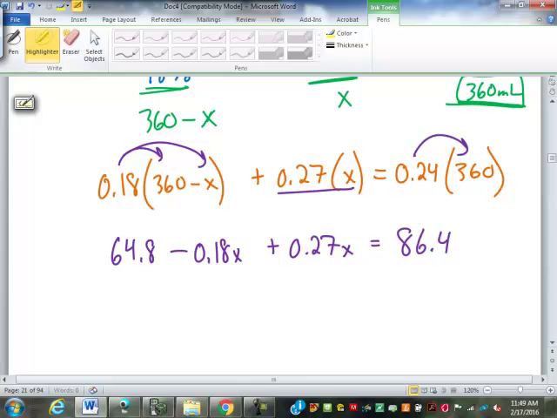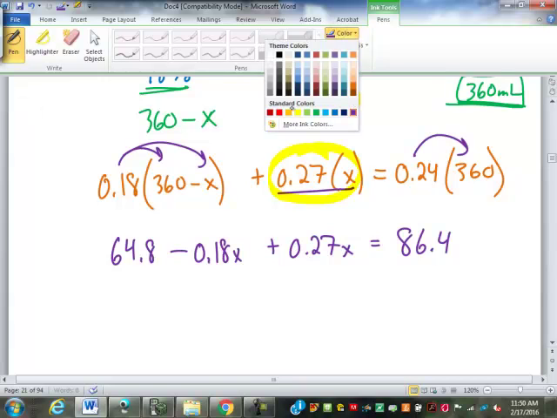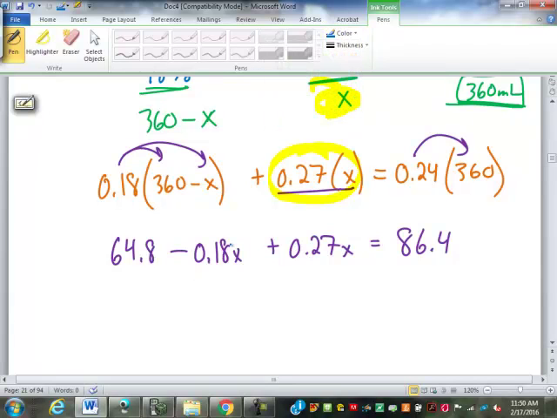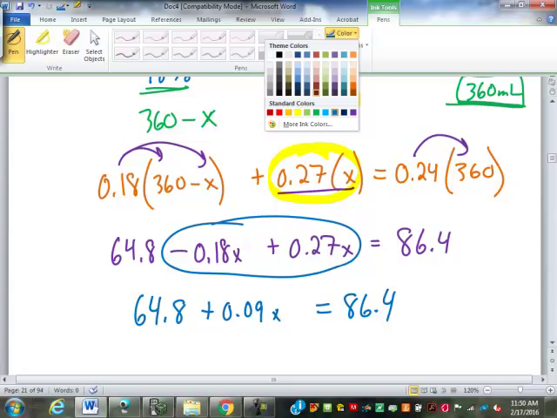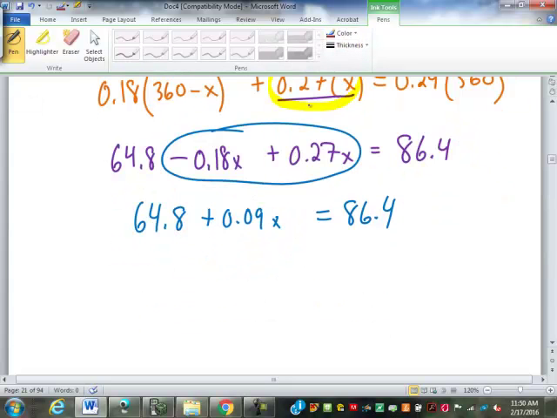You can see here right now why I chose to make X the amount of the larger percent, because if I had made it the other way around, I would end up with working with negatives here. And I know you guys are all pretty good with negatives, but I try to avoid them whenever I can. So then our next step here, we're going to have to combine the X's. We've got a negative 0.18 and a positive 0.27. That's a positive 0.09X. We still have our 64.8 up here, equals 86.4. Then we're going to solve for X. Subtract the 64.8.